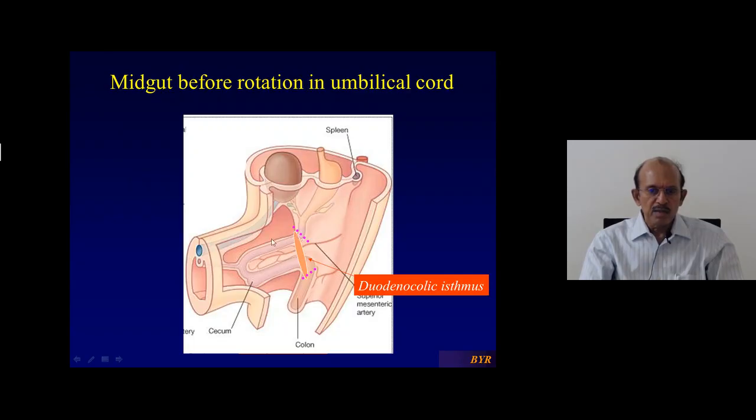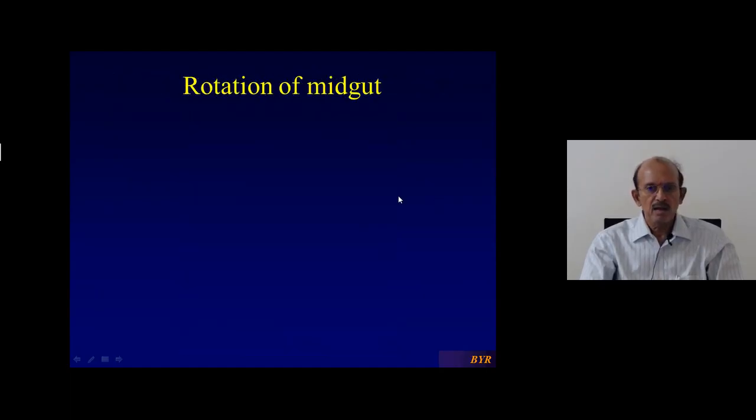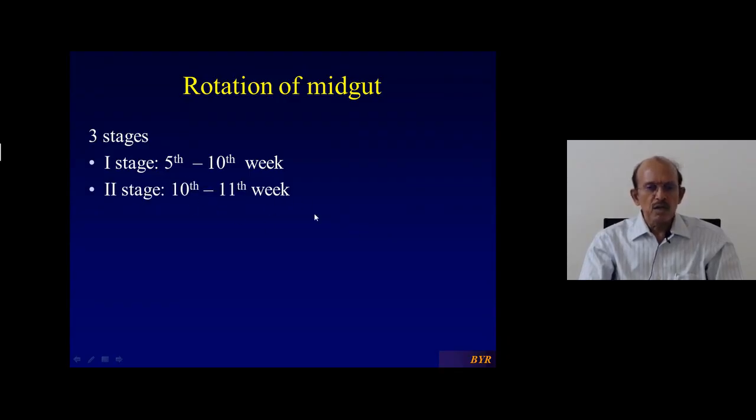So for the midgut loop, the base is by the duodenum and transverse colon. Then you put together, this is called the duodenocolic isthmus. Now it goes inside the abdominal cavity by a mechanism called rotation. There are 3 stages. First stage during the 5th to 10th week. Second stage 10th to 11th week. Third stage 11th week to before birth. So for a very long period, the third stage will be there.